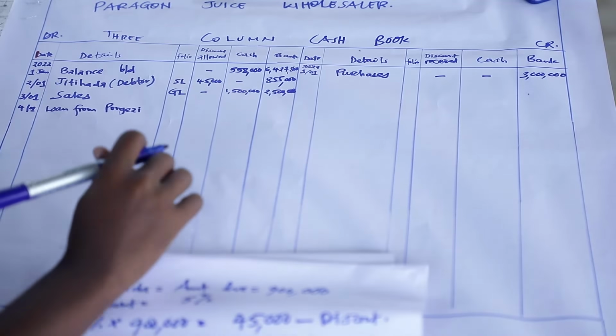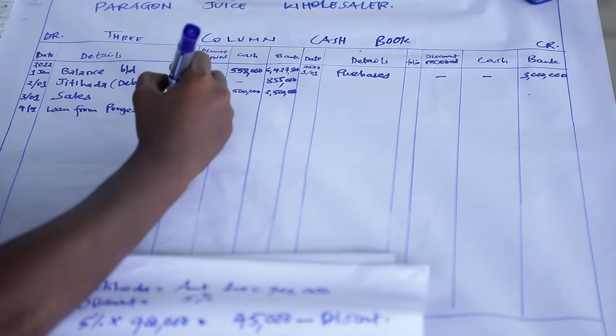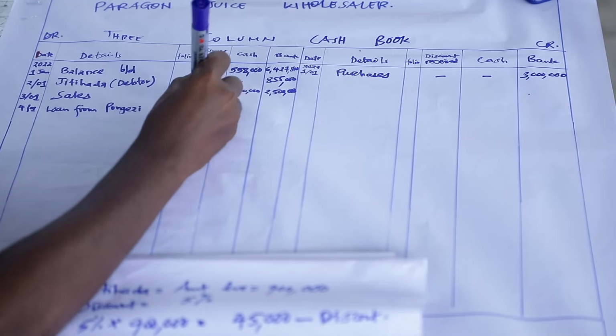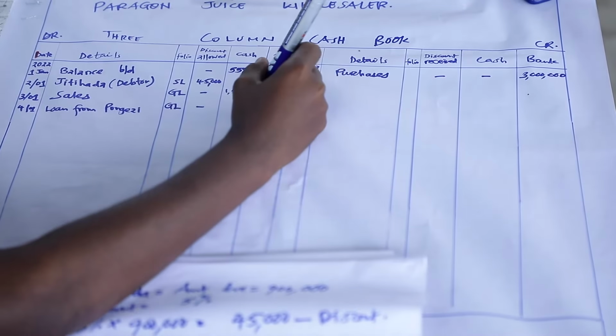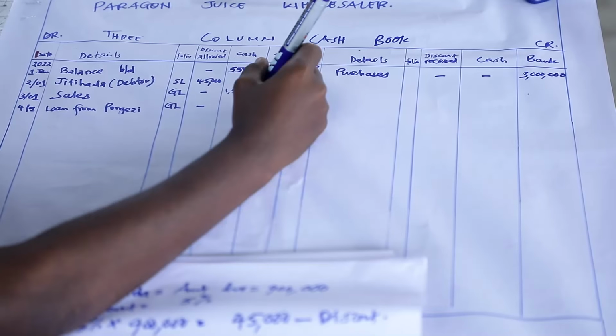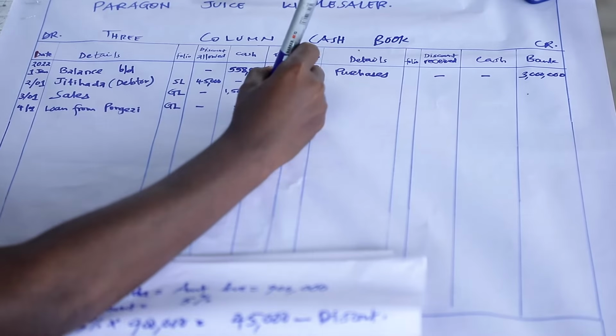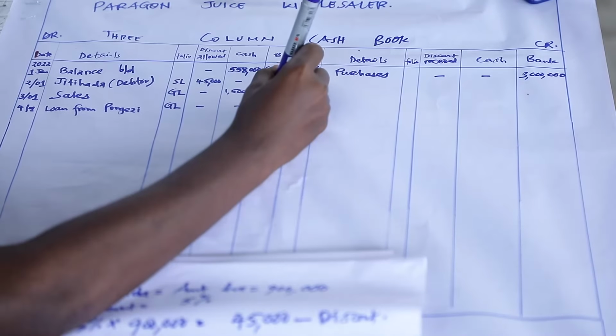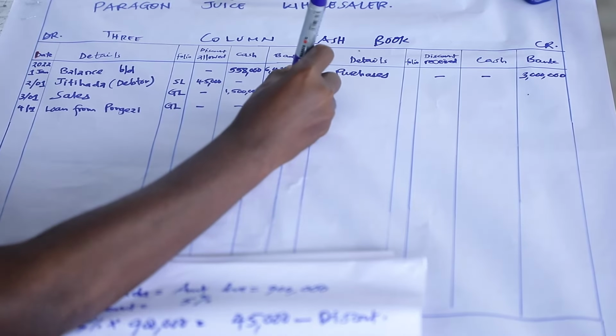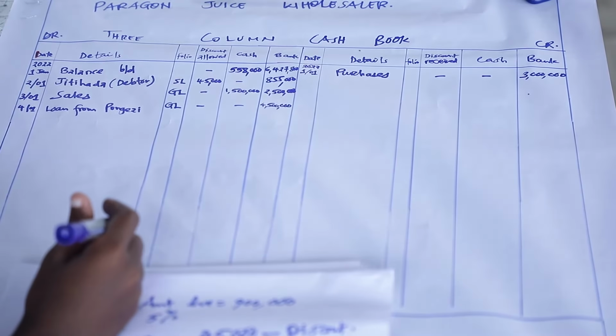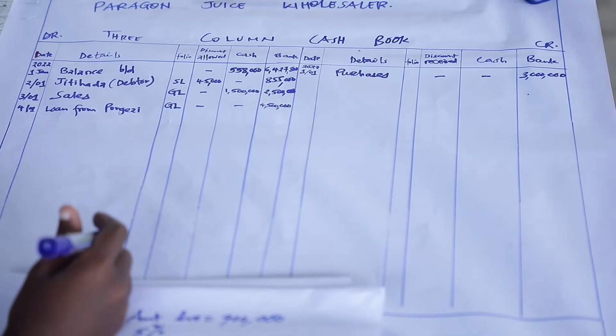Loan from Pongezi, ambao tumepokea by check, and this will go to the general ledger, ambao naenda kurekodi 4,500,000. So baada ya hiyo transaction, after transaction ya tarehe 6, paid rent by check.